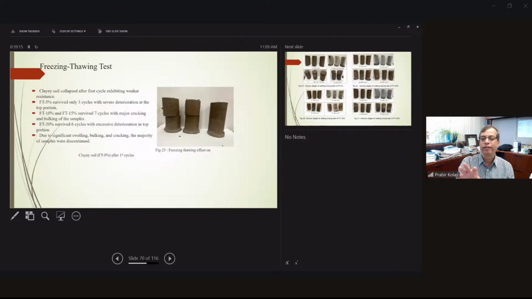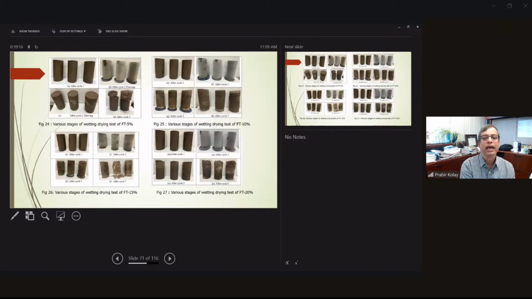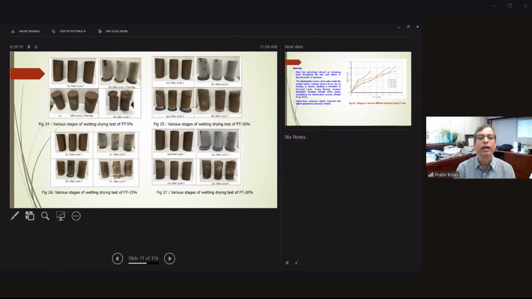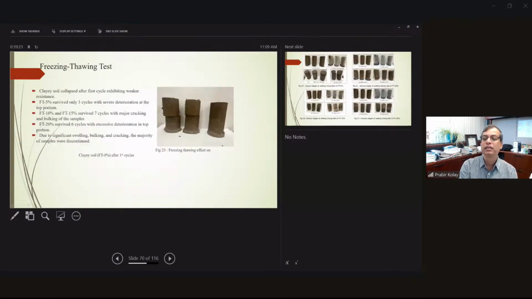So this is the freezing thaw effect for the first cycle, and then these are the different cycles for freezing thawing. You see the first cycle, and after the first cycle. So this is the effect of freeze thaw without any stabilizer, without anything. This is the situation. In the first cycle itself, it is already cracked or broken, maybe at the joint it came out.